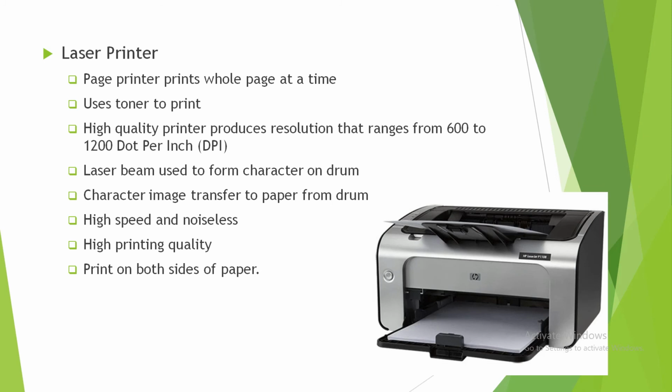Next is the laser printer. It is also known as page printer and prints a whole page at a time. This is a high quality printer that produces resolution that ranges from 600 to 1200 dpi, meaning dots per inch. The laser beam is used to form characters on the drum. The speed of this printer is very high and the quality is very high. It prints on both sides of the paper.